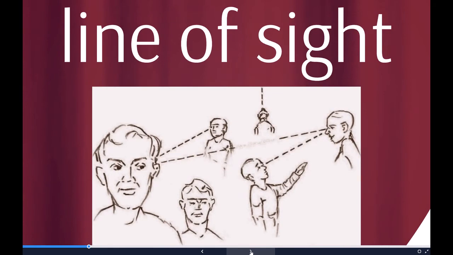Another implied line is a line of sight. The line of sight is the line from our eyes to what we're looking at. Artists often use this line to create a path for the viewer to follow.